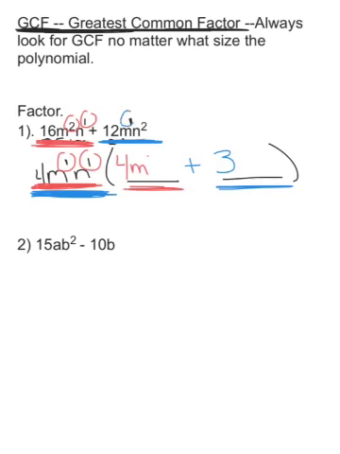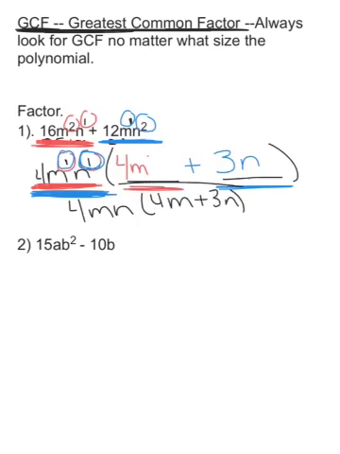We're going to subtract our exponents. So subtract the m's. 1 minus 1 is 0, so no m. And then subtract the n's. 2 minus 1 would leave us an n. Then this is your final answer, 4mn times the quantity of 4m plus 3n. Okay, let's look at example 2.